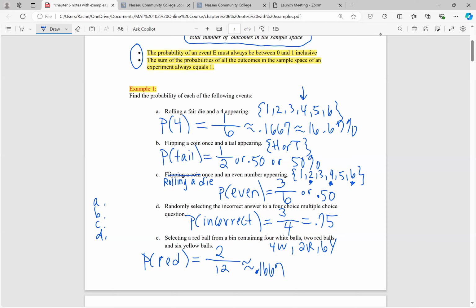So this is an example of basic probability, classical probability, when we have equally likely outcomes. And we're going to incorporate these concepts into chapter 6, and we'll start chapter 6 in the next lesson.